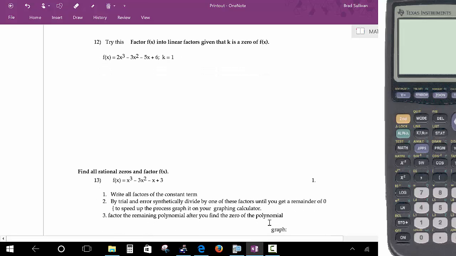Okay, I'll let you guys try this number 12. Let's go ahead and just get this set up together. So we have 2, negative 3, negative 5, 6, and just put the k equals 1 there. Now your job is going to be factor it. You may or may not have 3 parentheses, but just see if you can do what I just did there, okay?